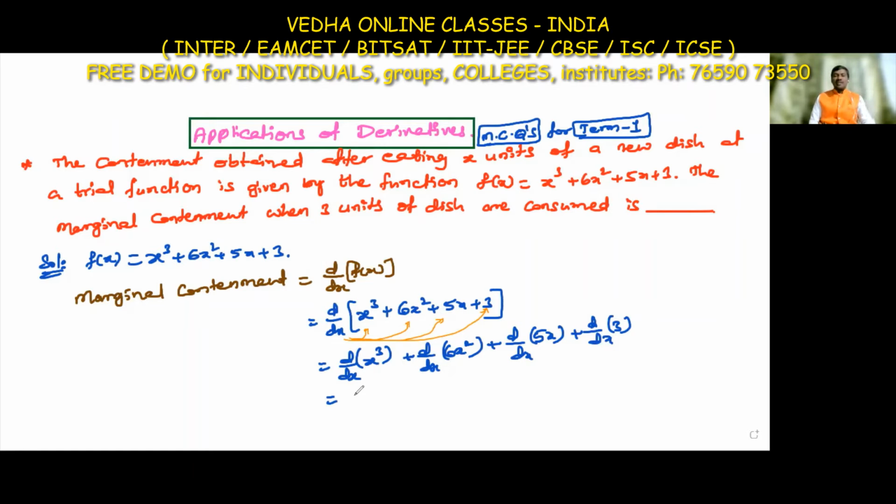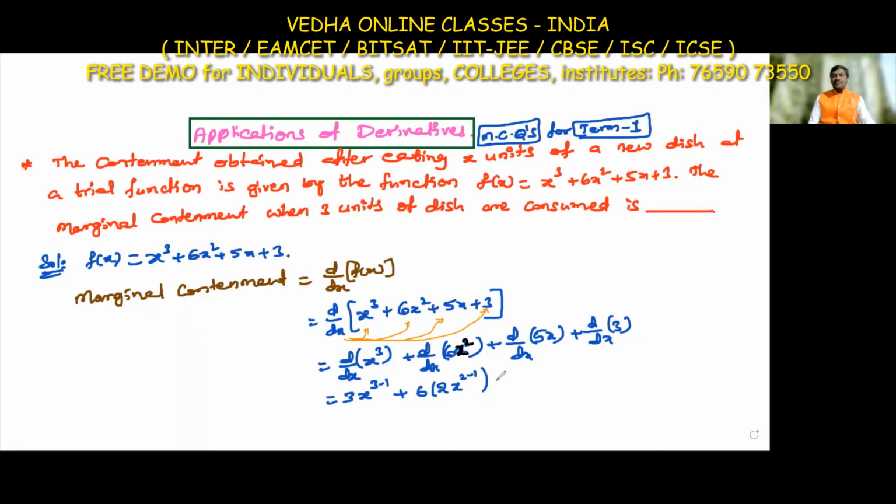So d by dx of x power 3. x power n formula: what is the x power n formula? It is n into x to the power n minus 1. So 3 into x power 3 minus 1, plus 6 is outside, and we are differentiating this x square. The x square derivative is 2 into x power 2 minus 1. 6 is a coefficient, so write the 6 coefficient outside and differentiate this x power 2.